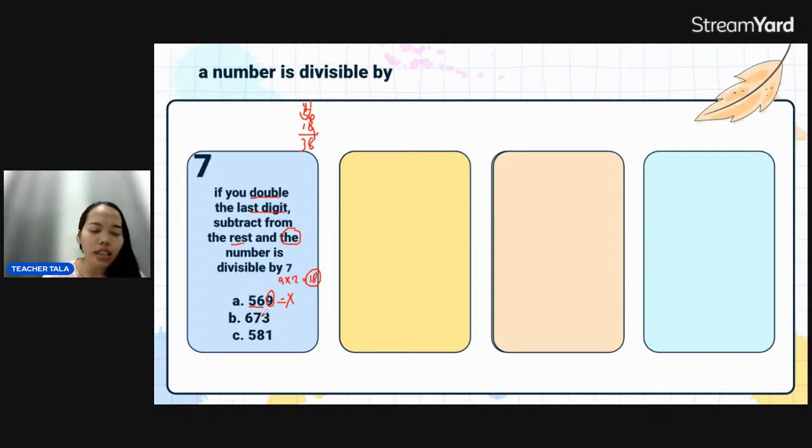Next, let's try 673. So we take 3 and multiply it by 2. So 3 times 2 is 6. Now let's subtract 6 from 67. So that will become 61. Is 61 divisible by 7? No. 63 is divisible by 7, but 61 is not. Okay, so B is not divisible by 7.